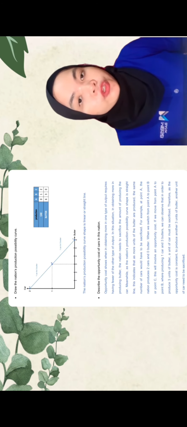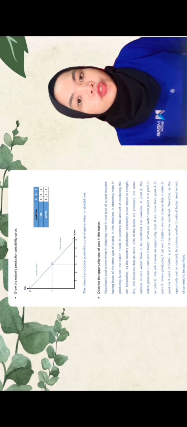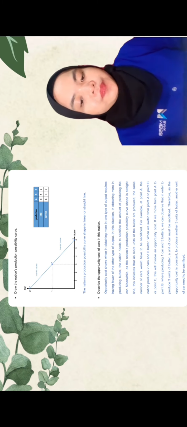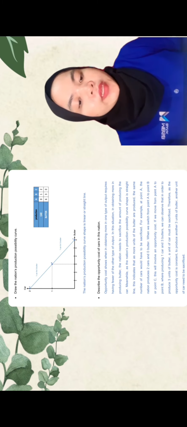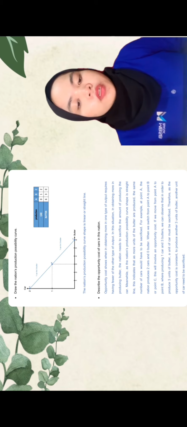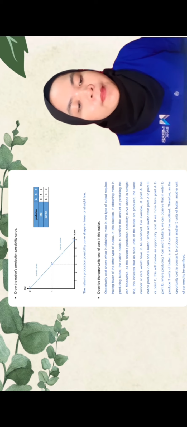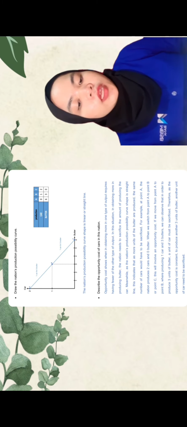So, the graph shows the production of car and butter. The first question is, describe the opportunity cost of car in this nation. Opportunity cost shows that obtaining more of one type of output requires giving up the other type of output. In this situation, in obtaining more production of butter, the nation needs to sacrifice the amount of car production. As the nation's production possibility curve is a straight line, it indicates that as more units of butter are produced, the same number of cars will have to be sacrificed.